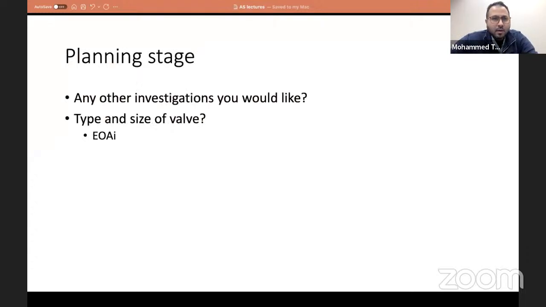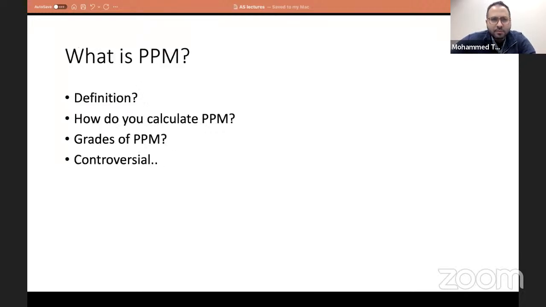Exactly. Okay, so the planning stage: you guys already talked about patient-prosthesis mismatch and how to calculate the effective orifice area, so I don't have to repeat that. Basically, just to quickly go through it, patient-prosthesis mismatch means that you create iatrogenic aortic stenosis if you put in a prosthesis that's smaller than the patient's size, okay?